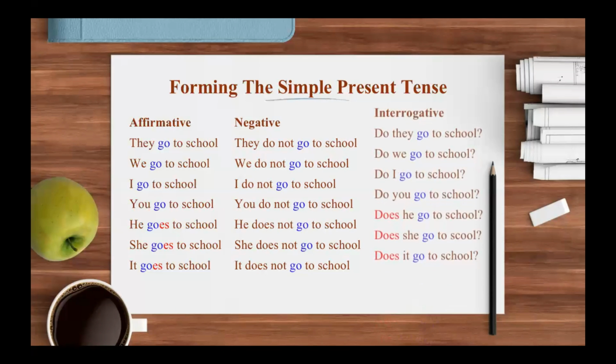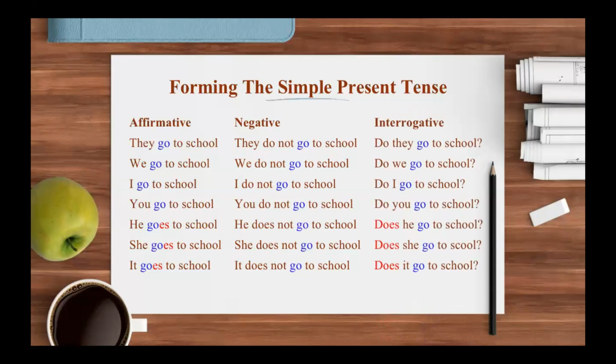And then interrogative. If you want to make an interrogative form, place do in front of the subject. For example, do they go to school? Do we go to school? Do I go to school? Do you go to school?